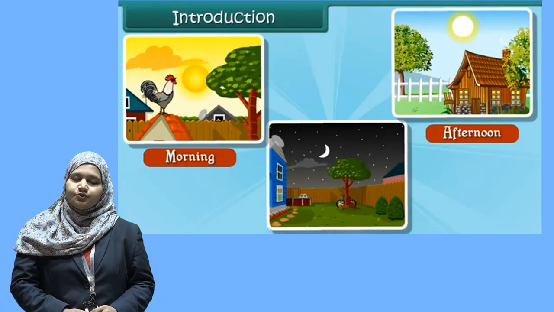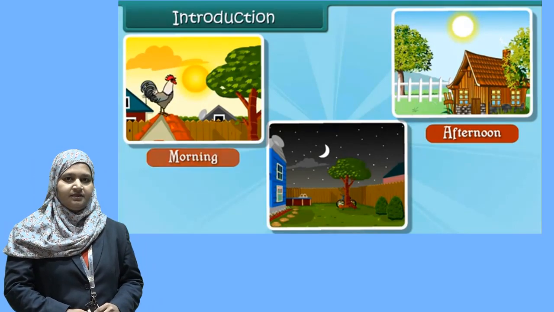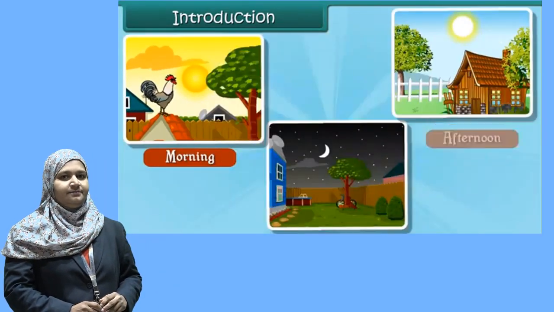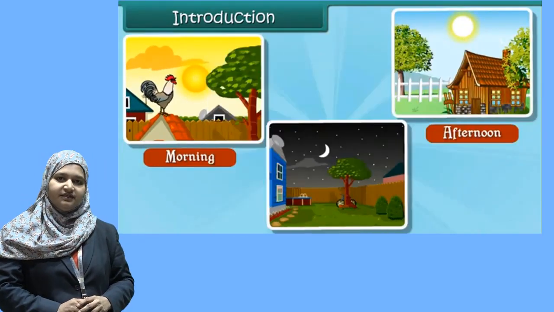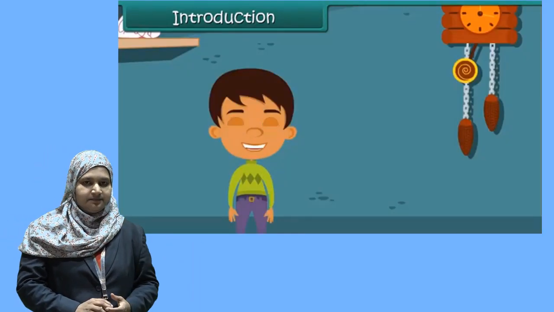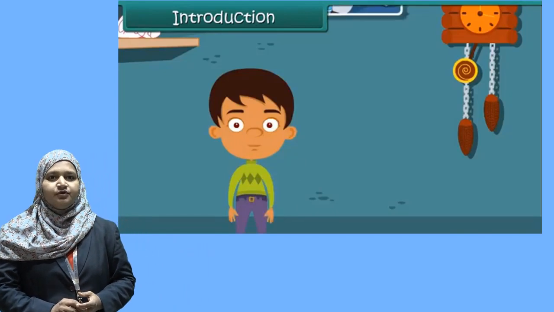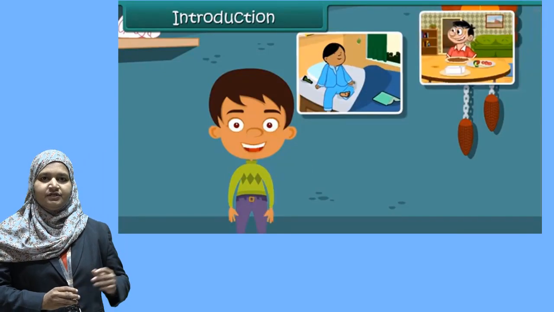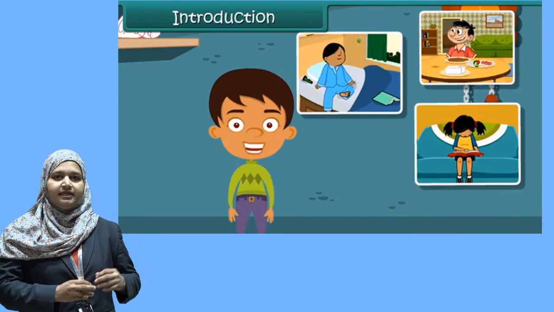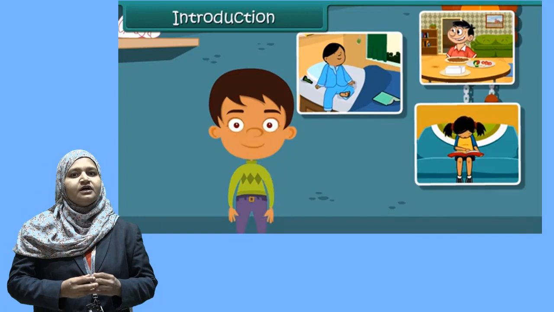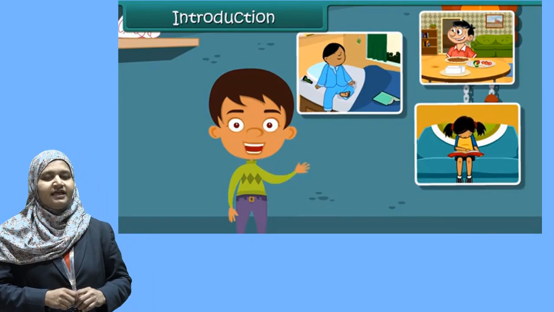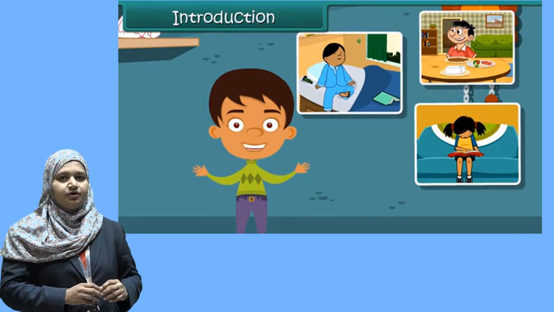These pictures are showing different times of the day. This is morning time. It is afternoon time. Another one is the evening time. This represents the different times of the day. So we do different work according to the time. We wake up in the morning, we take lunch in the afternoon, and we do our studies at the night. Time is an activity which we do accordingly.